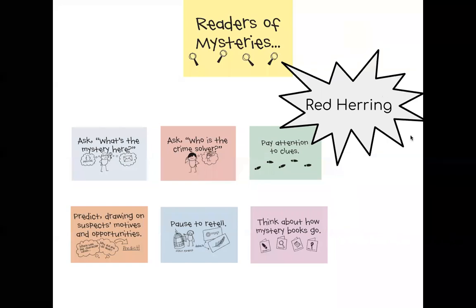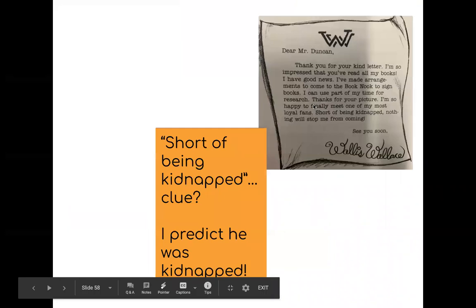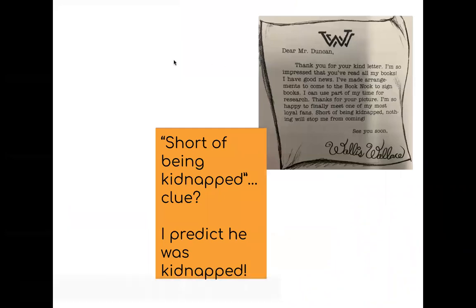All right, so here's our new one. We're adding red herrings into our clues, into our mystery. Okay, so remember this letter. This is the letter that Wallace Wallace sent to Dink in The Absent Author. So let's take a look at it. Thank you for your kind letter. I'm so impressed that you've read all my books. I have good news. I've made arrangements to come to the Book Nook to sign books. I can use part of my time for research. Thanks for your picture. I'm so happy to finally meet one of my most loyal fans. Short of being kidnapped, nothing will stop me from coming.